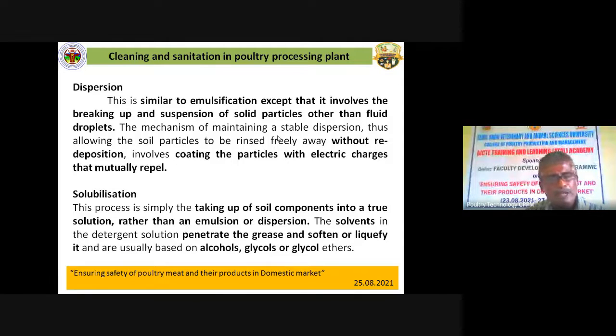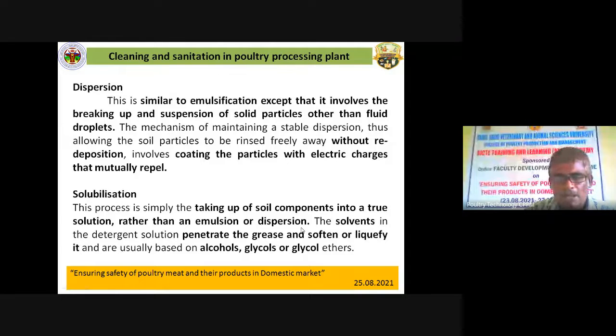Then another one is solubilization. So in the case of emulsification, we have formed fat droplets. In the case of dispersion, we have formed solid particles in suspension. But in solubilization, as the name implies, it will dissolve. It will dissolve the soil particles. For example, if it is a fat droplet, we will have a component in our detergent which acts as a fat solvent, it will dissolve the fat particles. Or if the soil is protein in nature, we will use a solvent that dissolves protein, so that these soils get solubilized in the wetting agent containing detergent or cleaning agents.